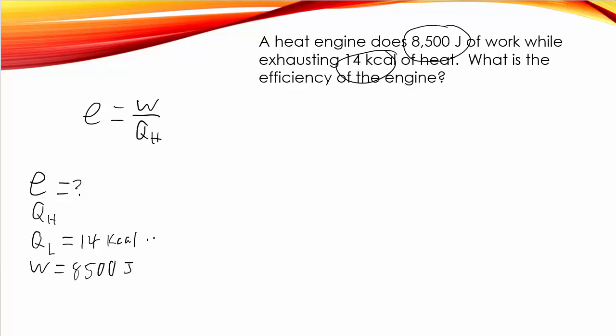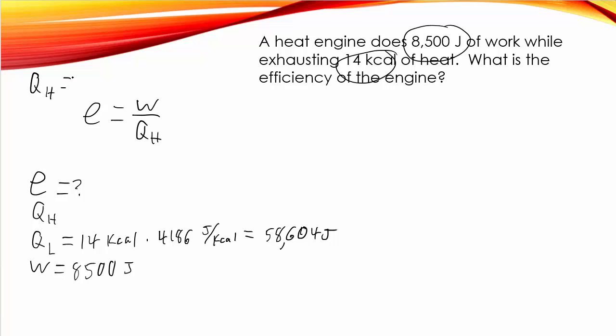Now, we need our units to match for our efficiency equations. So we can go ahead and multiply this by 4,186 joules per kilocalorie. And that's going to give us a big fat 58,604 joules of waste heat.